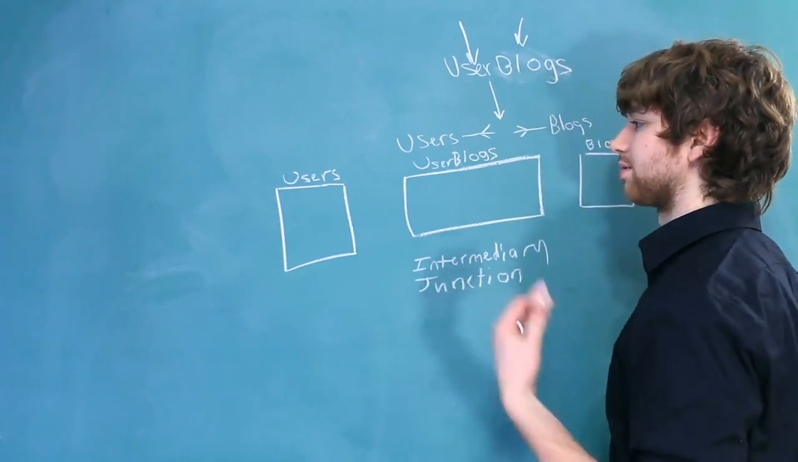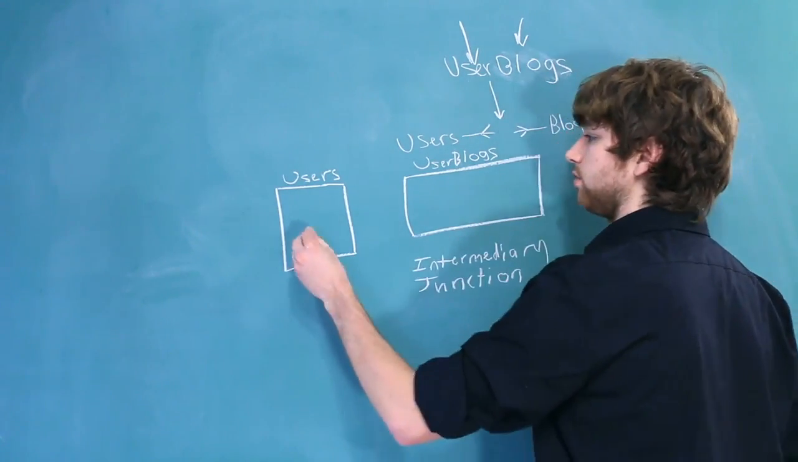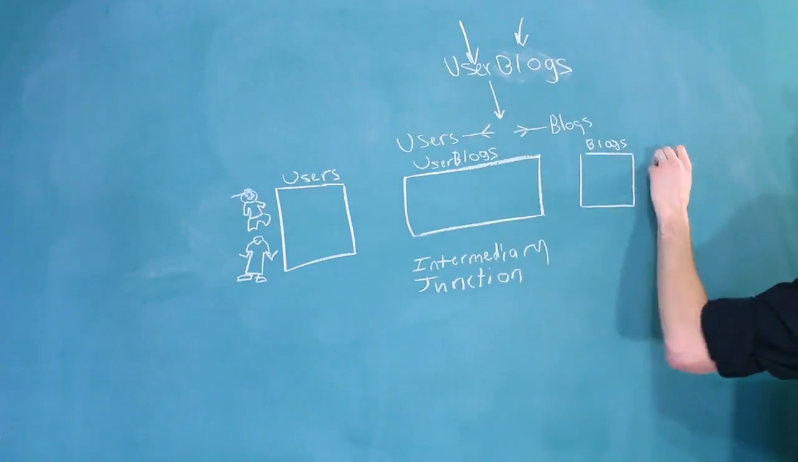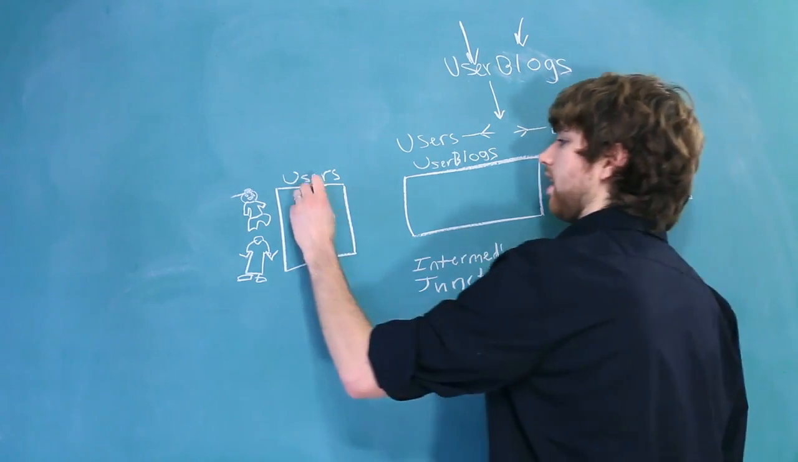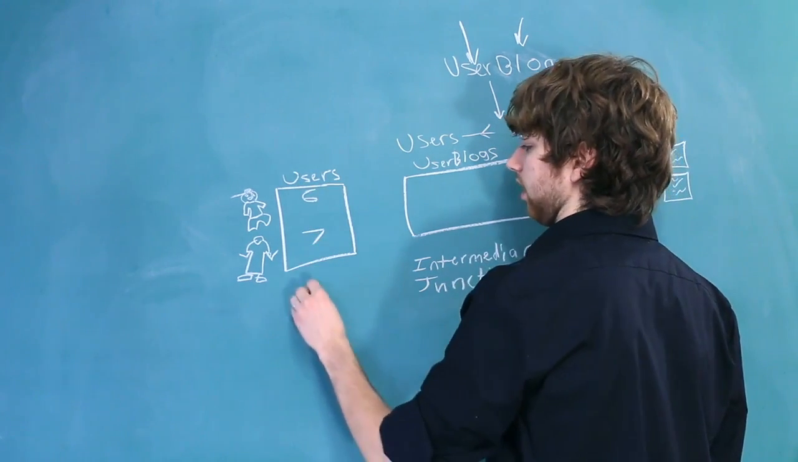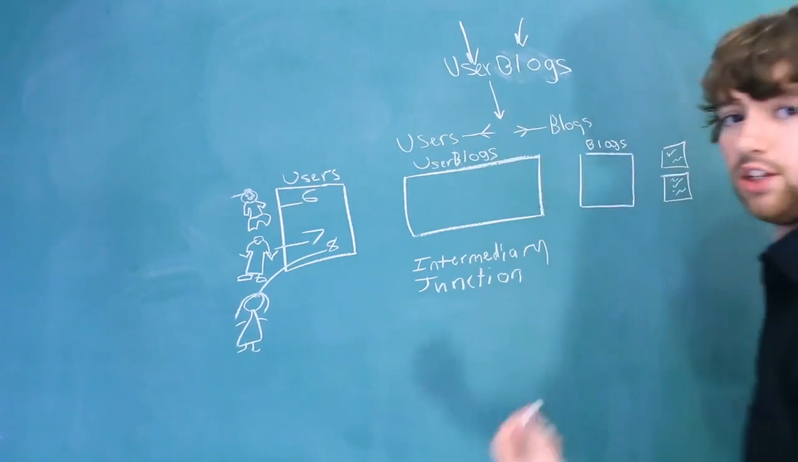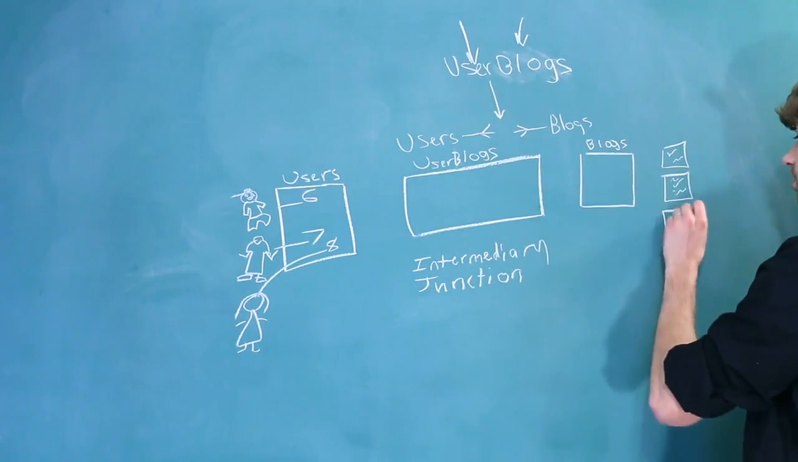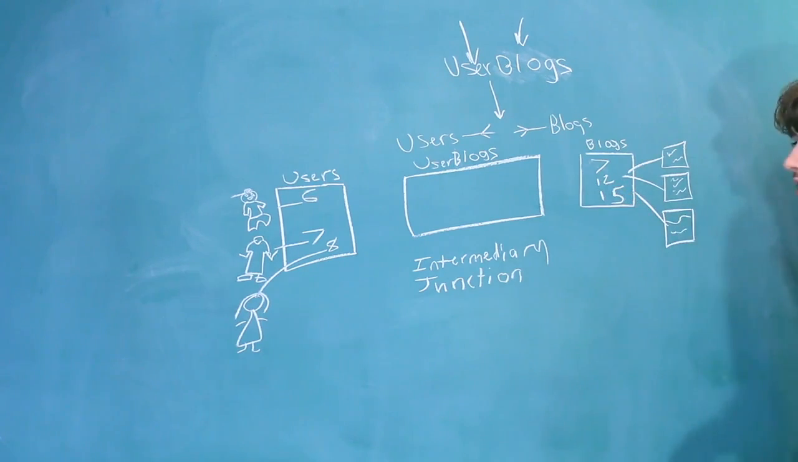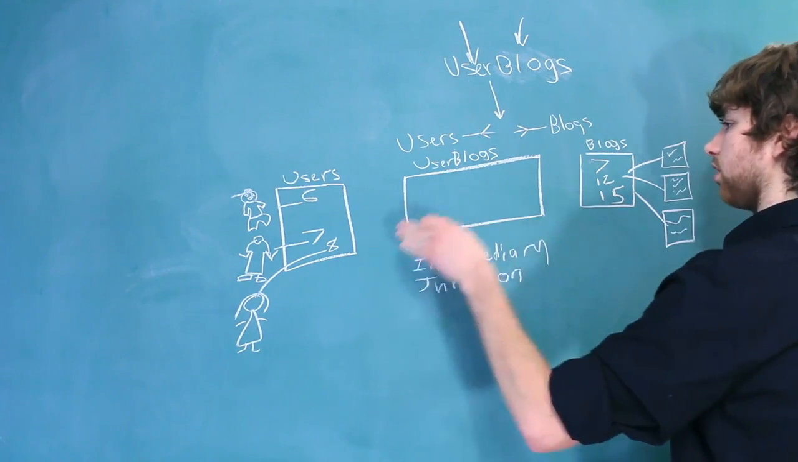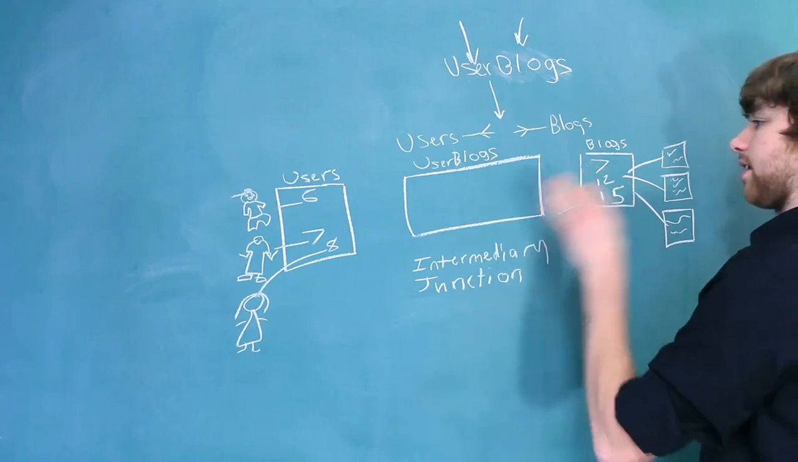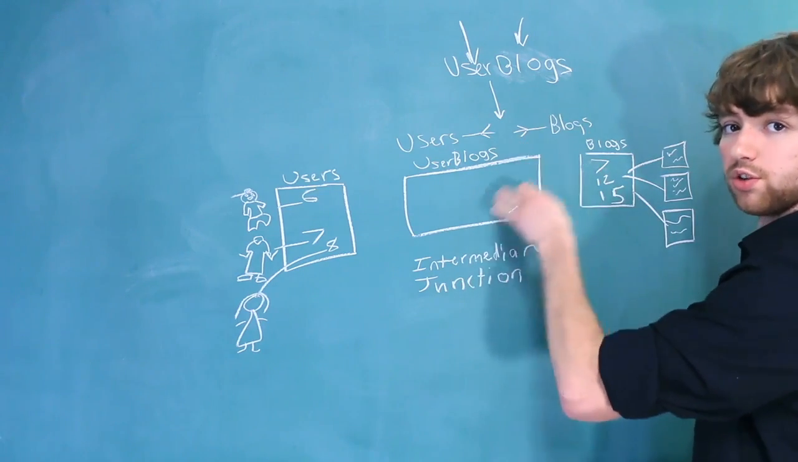So let's put some simple data in here. Let's say we have a few users and we have a few blogs over here. And we'll just write some IDs, let's say 6, 7, and we'll have another person down here. So these are the 3 users inside of the users table. And we'll have 3 blogs over here too. And we'll give them all IDs. Now anytime there is a user authoring a blog, that association is going to go in this user's blog table.